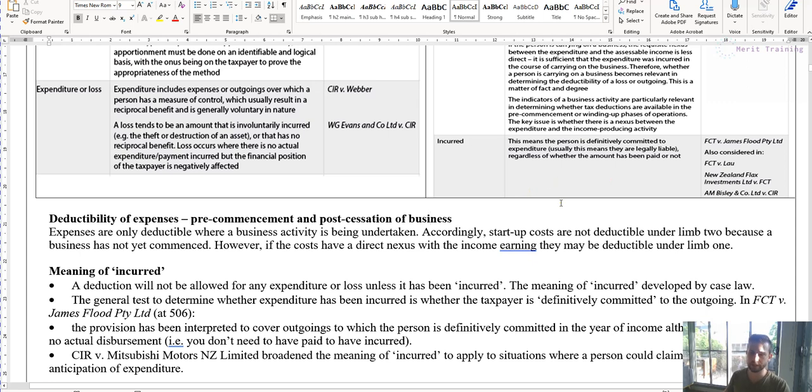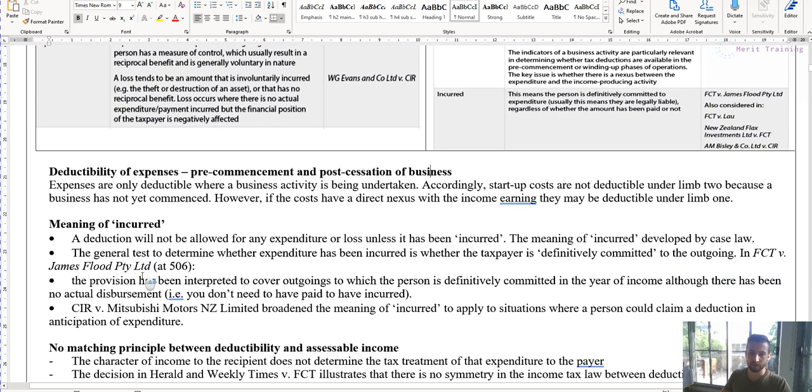But it's not just the invoice which is triggering that. It's the fact that this means the other party is legally liable, or another word is definitively committed, right? They have to go through with it. Even if there's no actual payment, eventually they will have to because they are definitively committed. So that's the key definition there.